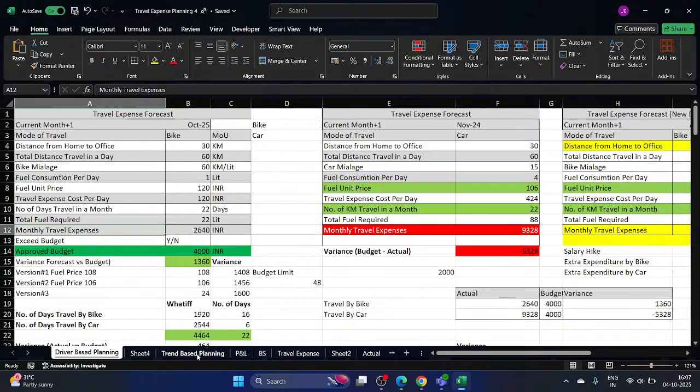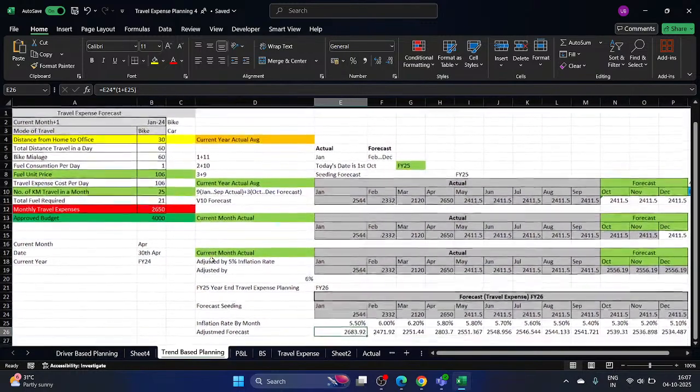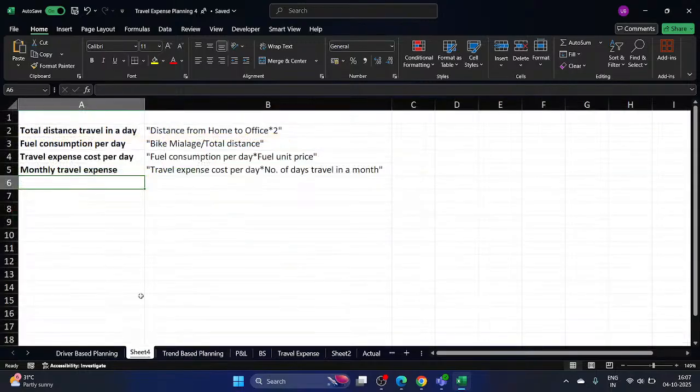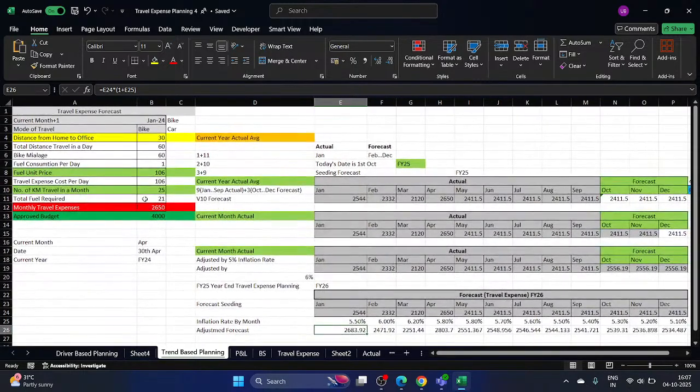Now we have to do the trend based planning. In trend based planning, we will do travel expense forecast. Yesterday we identified the particular drivers which we have to use for the PBCS. Now in the travel expense forecast, there is a trend which we have to identify. On the basis of it, we have to do the forecasting.